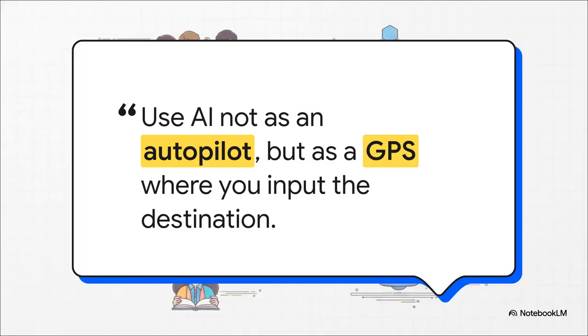You've got to consider this powerful shift in mindset. Quote, use AI not as an autopilot, but as a GPS, where you input the destination. You, the teacher, hold the map. You have the pedagogical intent. If you just hand the steering wheel over to the AI, well, you're going to get really generic results. But when you punch in the exact coordinates, your learning objectives, your philosophical approach, the AI completely accelerates the journey for both you and your students.